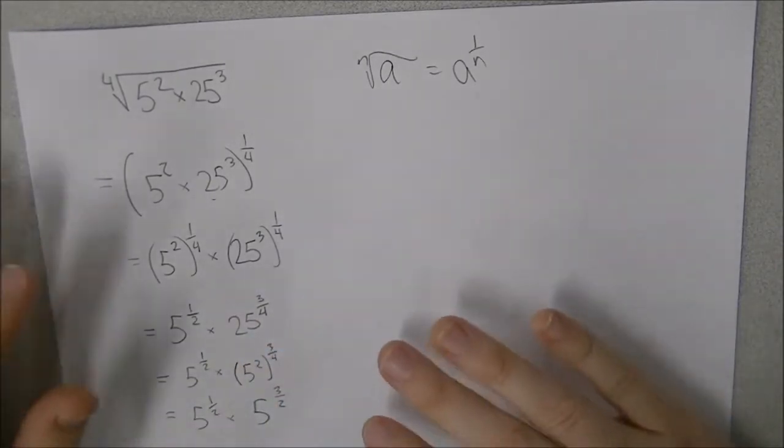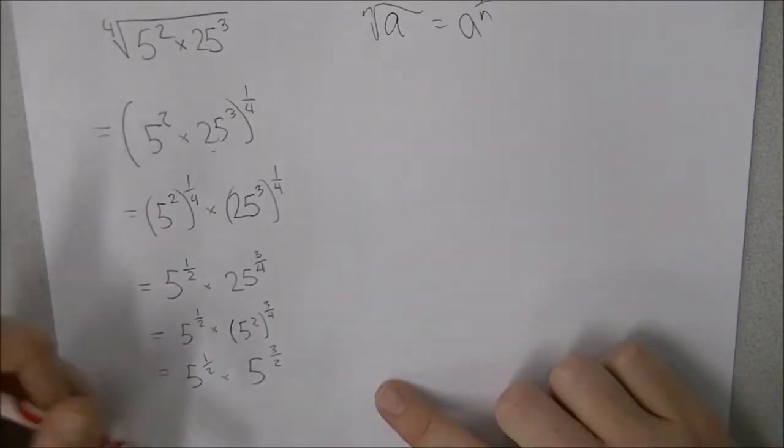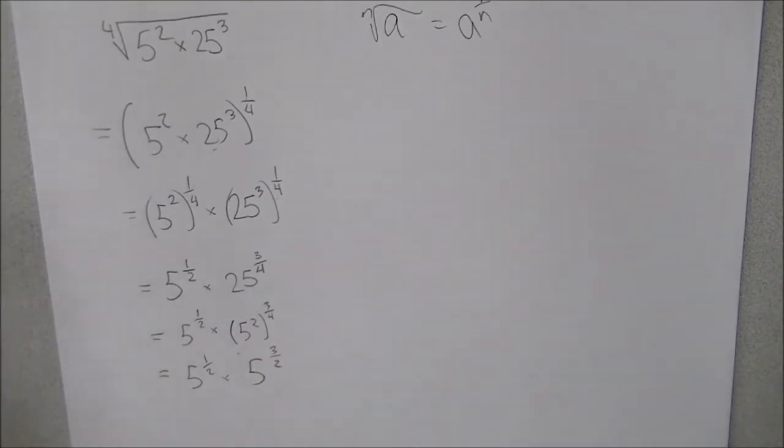Okay, yeah, 3/2 could be written as a mixed number, but when it comes to exponents, we're going to keep things as improper fractions, just because otherwise it would get really confusing.